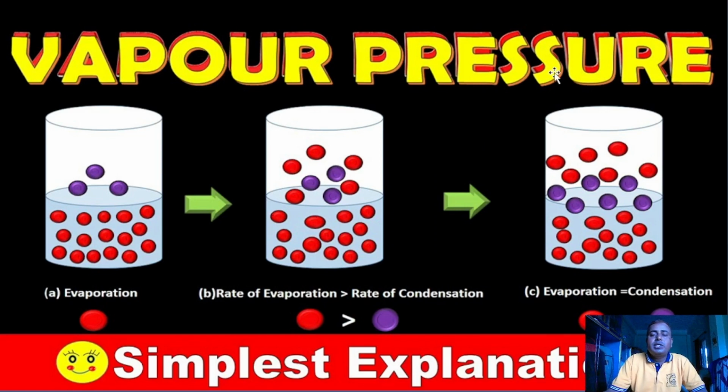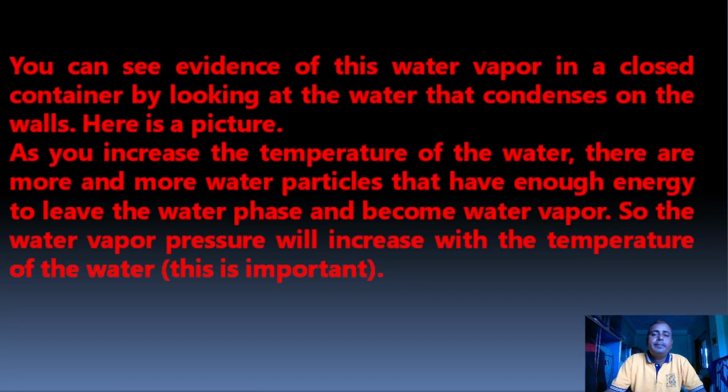Now, through the picture, you all can understand vapor pressure. In the first container, in picture A, there is evaporation. In picture B, the second picture, the rate of evaporation is greater than the rate of condensation. Now in picture C, evaporation is equal to condensation. This is the simplest explanation, and I think everyone will understand it in an easy way.